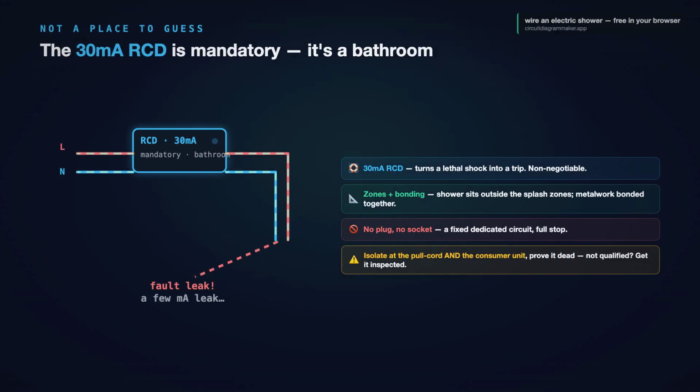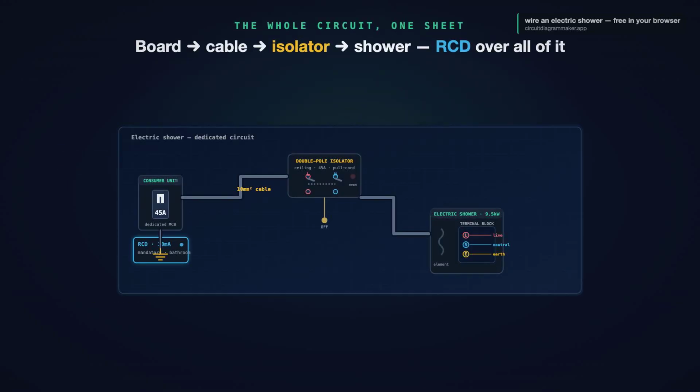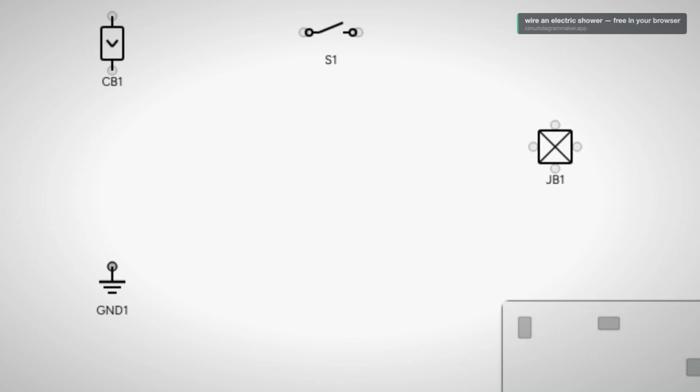To work on it, isolate at the pull cord and at the consumer unit, prove it is dead, and if you're not qualified, get it inspected and signed off. So here is the whole electric shower circuit on one sheet. Dedicated breaker at the consumer unit, size to the shower's kilowatts. 10mm cable out to a double pull cord isolator on the ceiling. Then down to the shower's terminal block, live, neutral, earth, and the RCD watching over all of it. Follow any wire end to end, and the whole circuit reads clean.